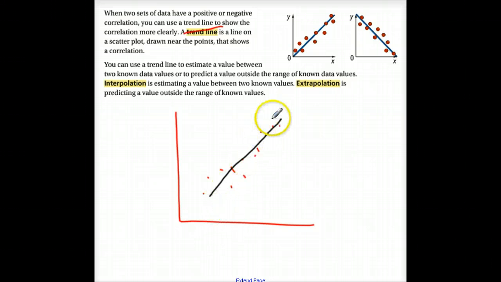You want to draw the line in the middle of the data. Sometimes it's kind of hard. Get a straight edge and try to find where you can touch as many points to draw that straight line. We can use this trend line, once we have an equation for it, to estimate data values that we don't know.